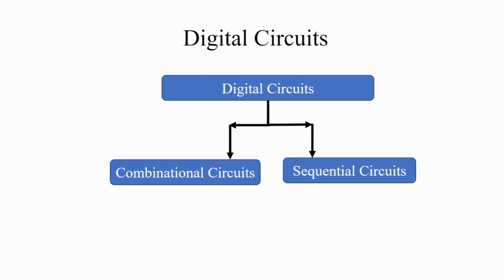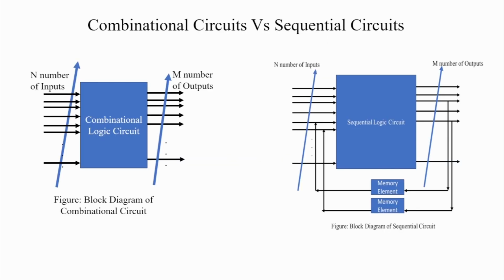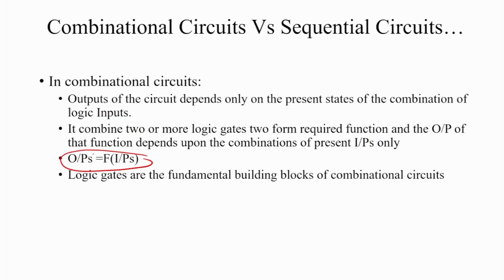Generally, digital circuits are classified into two categories: combinational circuit and sequential circuit. The difference between both is that in combinational circuits there are n inputs and m outputs, and in a sequential circuit there are n inputs, m outputs, and there is some previous state, some memory elements connected in the form of a feedback path. In a combinational circuit, the output depends only on the present combination, and logic gates are the fundamental building blocks of combinational circuits.